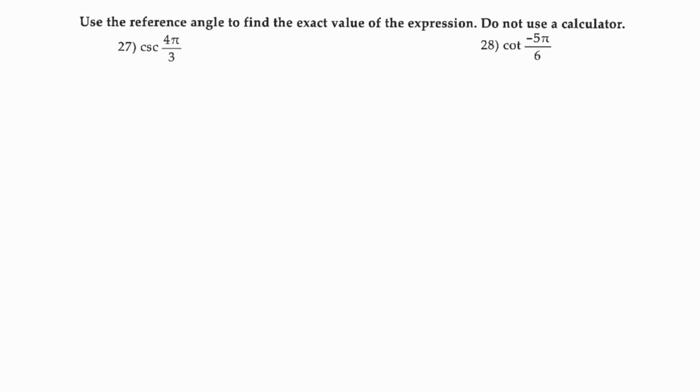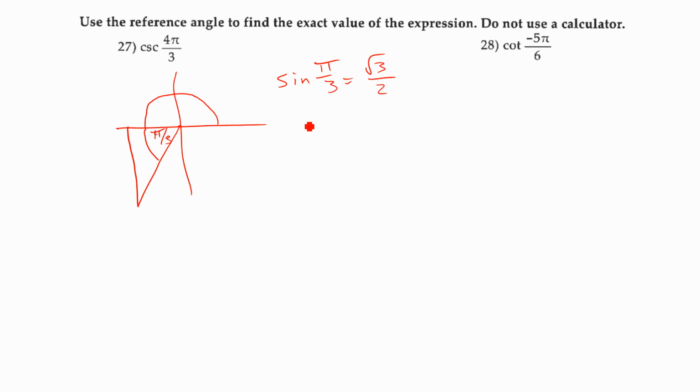Okay, use the reference angle to find the exact value of the expression, 4 pi over 3. Okay. So 4 pi over 3, we're going to go 1 pi over 3, 2 pi over 3, 3 pi over 3, 4 pi over 3. So our reference angle in here is pi over 3. What is the sine of pi over 3? The sine of pi over 3 is rad 3 over 2. So the cosecant of pi over 3 is 2 rad 3 over 3. And this is in quadrant 3. All students take calculus. Only tangent is positive down there, so cosecant must be negative 2 rad 3 over 3.